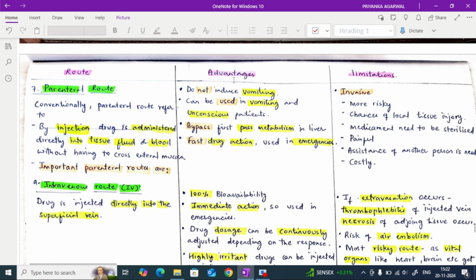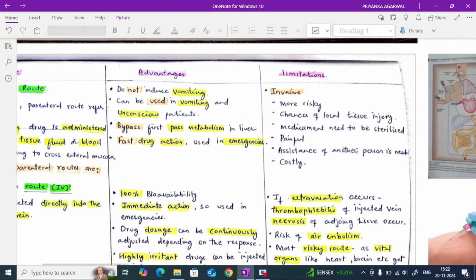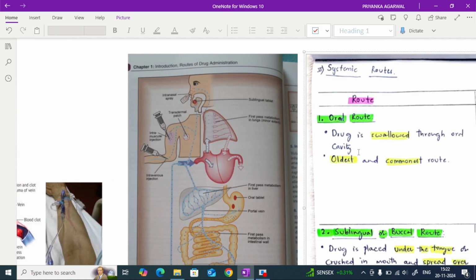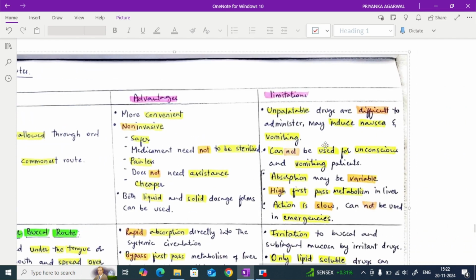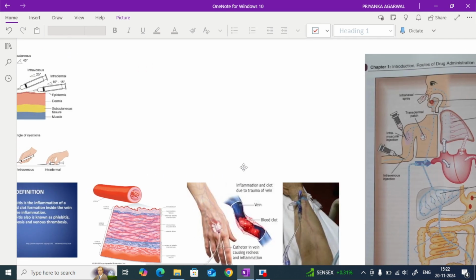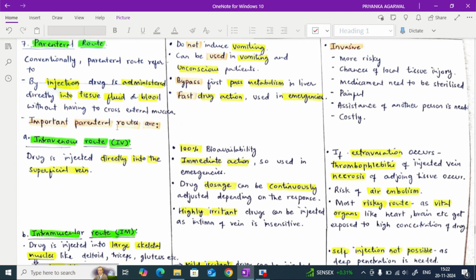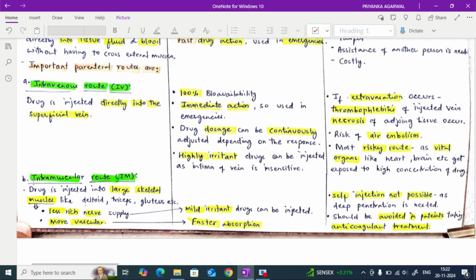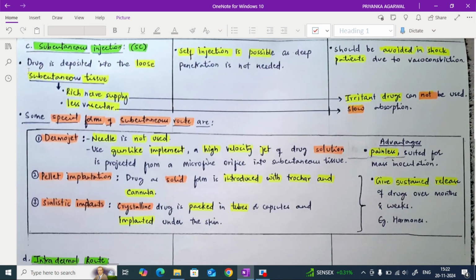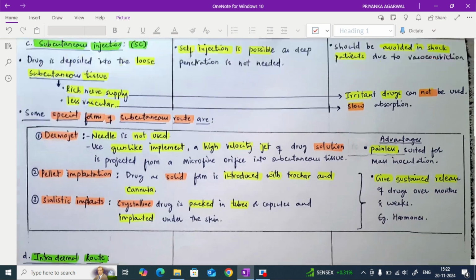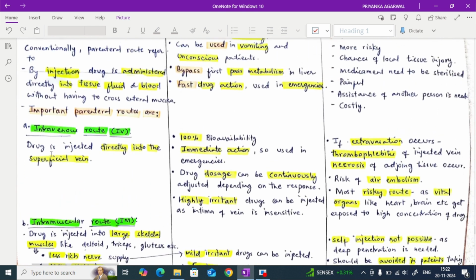Now, if you actually notice, the advantages and limitations are exactly opposite of oral route. So you can observe that here, the advantages here are limitations there, and the limitations here are the advantages of parenteral route. Okay, so you can note that here. Now, coming to various parenteral routes. So we have some important parenteral routes like intravenous route, intramuscular route, subcutaneous injection and intradermal route. So we are going to each one now.